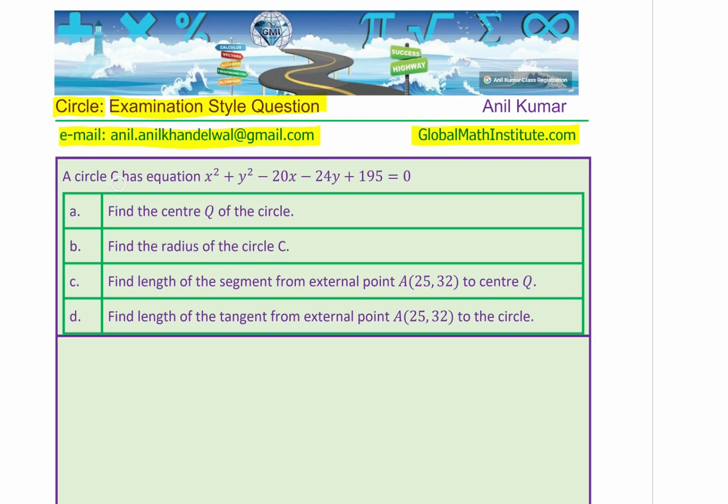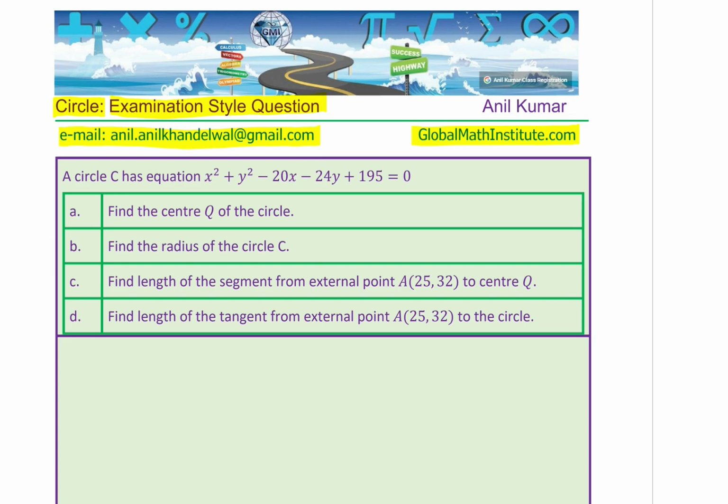So that is the circle C, and we need to find the radius of this circle. Find the length of the segment from external point A, which is (25, 32), to the center Q. And part D is find the length of the tangent from external point A, (25, 32), to the circle. You can pause the video, answer the question, and then look into my suggestions.